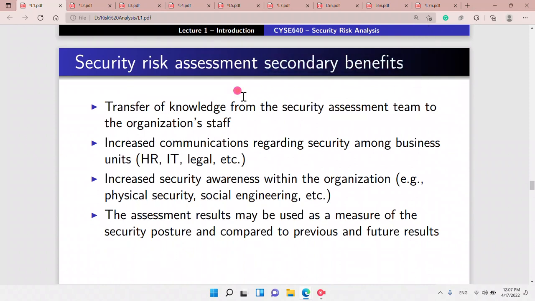Now we have other benefits. Secondary, we have the transfer of knowledge from the security assessment team to the organization's staff.